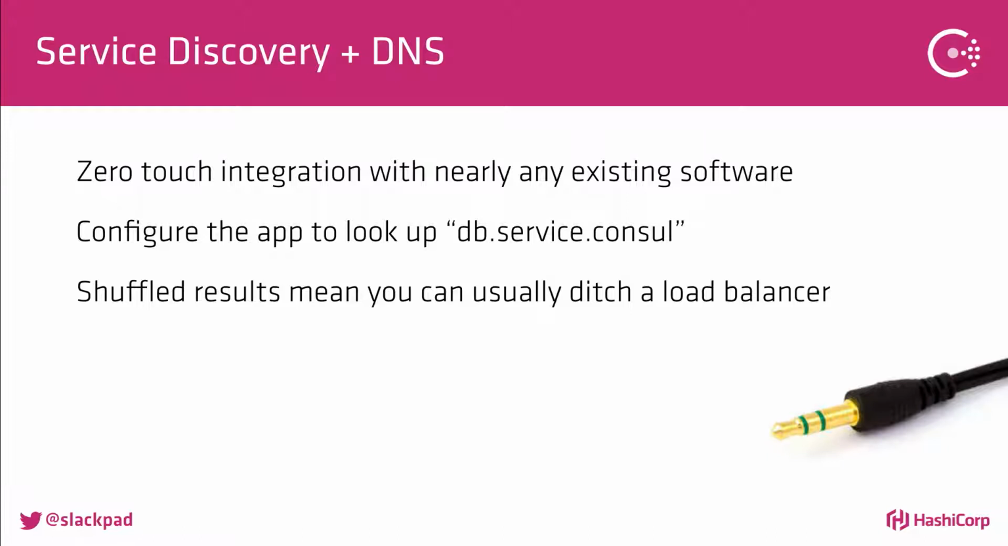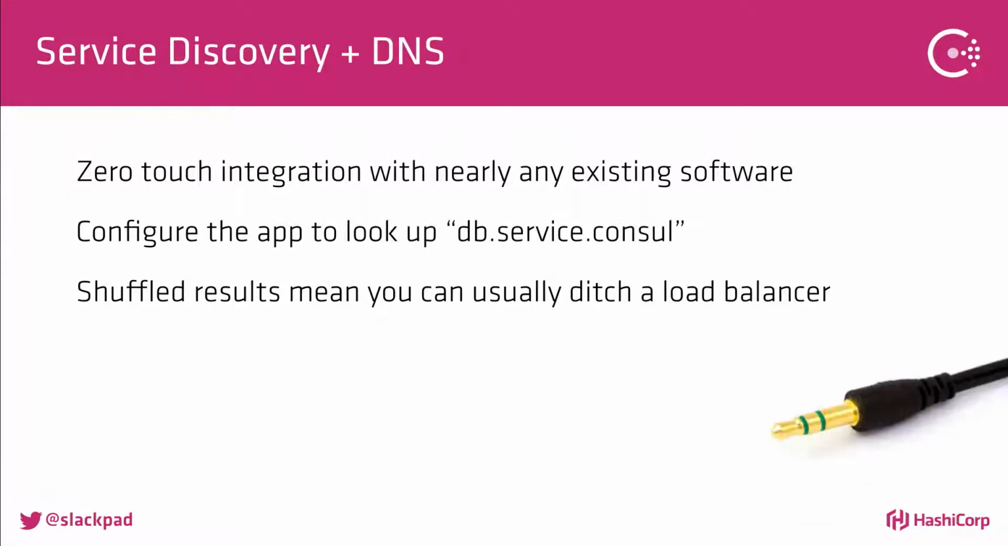This is a pretty easy one. DNS is the 3.5 millimeter jack that would let you connect to pretty much anything, or with a dongle you could connect to a modern phone too. It's just a crusty interface that everything supports, basically zero-touch integration. You basically have it look up something like db.service.consul. Where's the database? Consul will provide the IP and port information. And we shuffle the results. So if you have more than one instance of something, you'll get a randomized lookup every time you do a DNS query. So your load will spread across all the healthy instances of your service without having to put a load balancer in the middle.